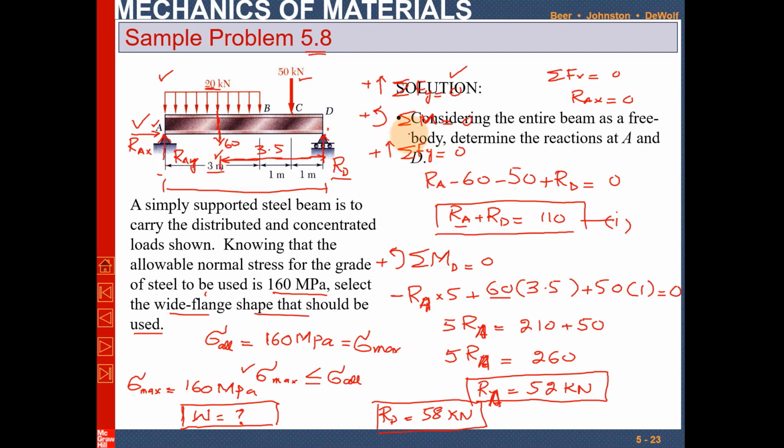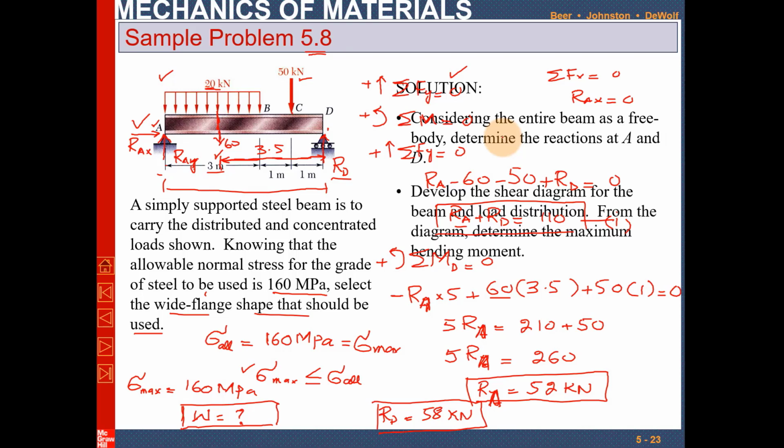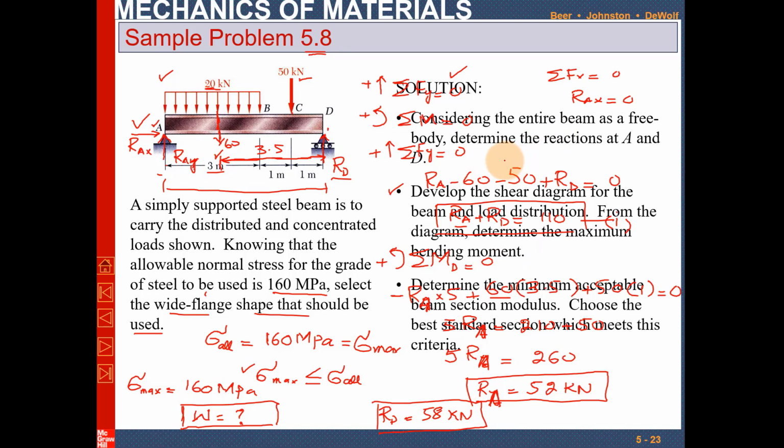Now these are the solutions. Consider the entire beam as a free body diagram and determine the reaction forces at A and D. Then you have to develop the shear force and bending moment diagram. For the shear diagram, you will use the distributed load, the concentrated load, and the reaction forces to draw the shear force diagram, and then you have to draw the bending moment diagram in order to determine the maximum bending moment. And then you will have a maximum bending moment.